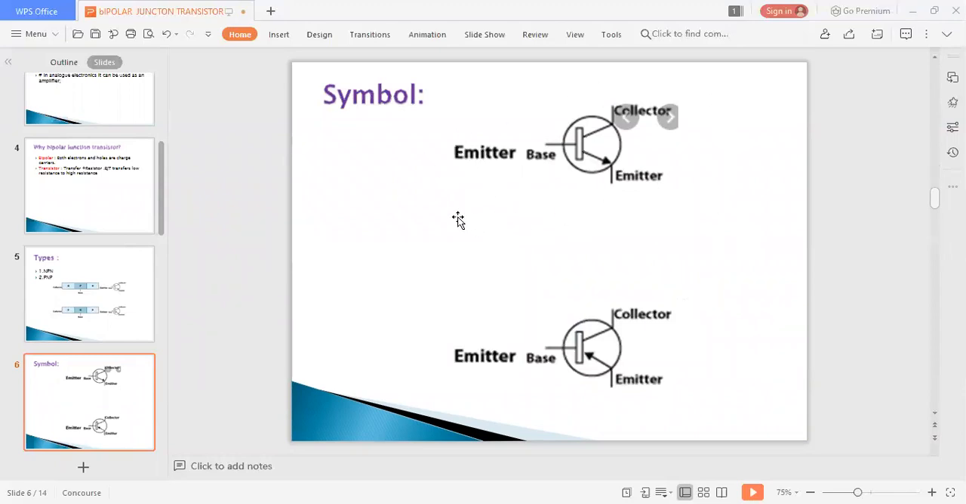These two are the symbols of NPN type transistor BJT, and this is the PNP type transistor BJT. In NPN type BJT, we can see that this is the sign of current coming in the active region. So in NPN type transistor BJT, the current actually goes from base to emitter. That's why the arrow is faced to the emitter. But in the PNP type transistor BJT, the current transfers from emitter to the base region, that is, it is faced to the base region.